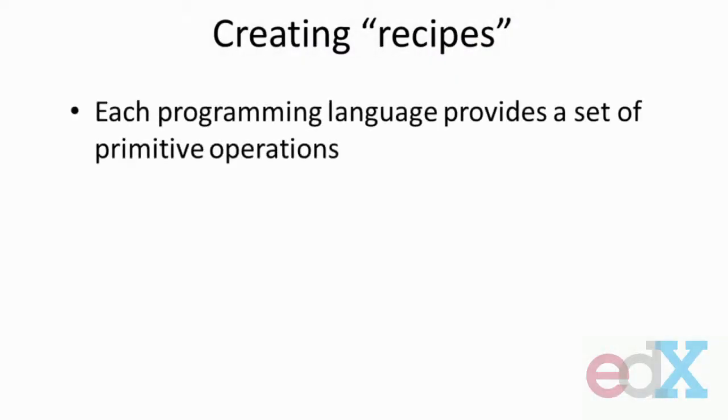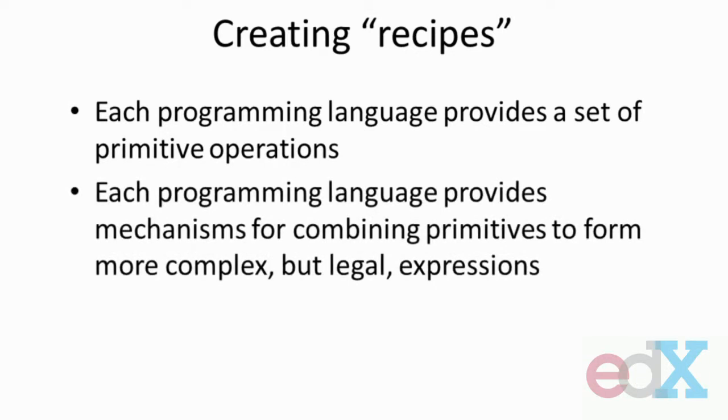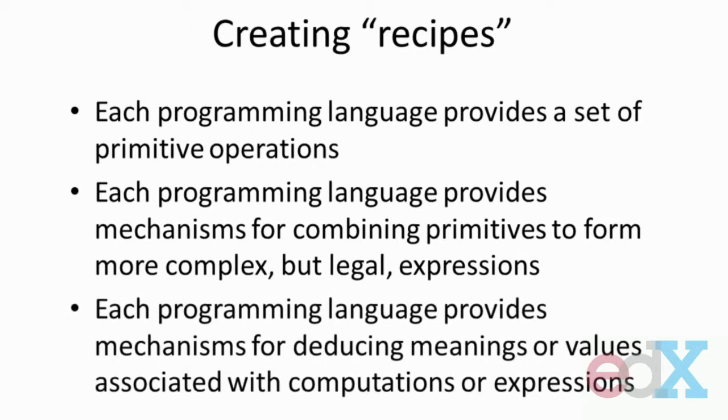Every programming language provides, as we've said, a set of primitive operations. They're defined ahead of time. They're the components of the ALU that make the computer do its work. So we're going to build on top of those. Similarly, every programming language provides a mechanism for combining primitives to form more complex but legal expressions. How do we put together sequences of operations? How do we define the kinds of things that we want to do? And finally, every programming language provides a mechanism for assigning a meaning or value to each computation or expression. That's going to let us map between what the computer actually does and what we want it to do. Knowing that a particular expression leads to a particular kind of value is going to allow us to deduce the sequence of operations that we want to use.